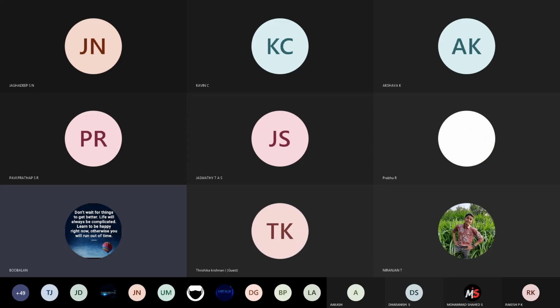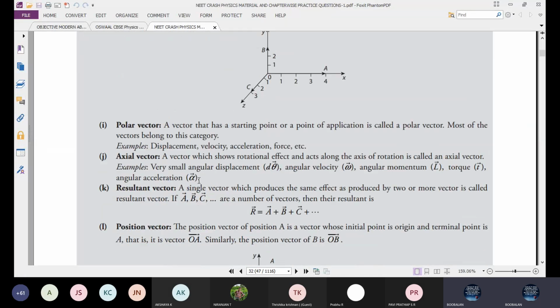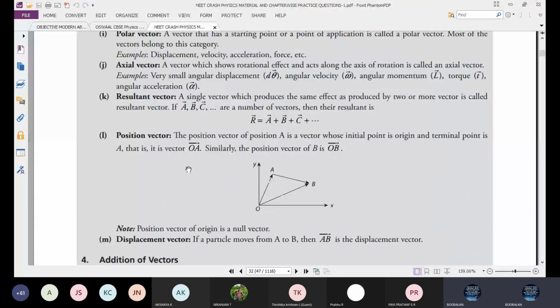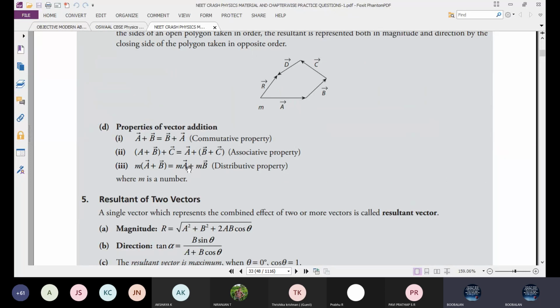Types of vectors, what is a unit vector, what is a null vector, polar vector, axial vector, how to add vectors, parallelogram law, properties.